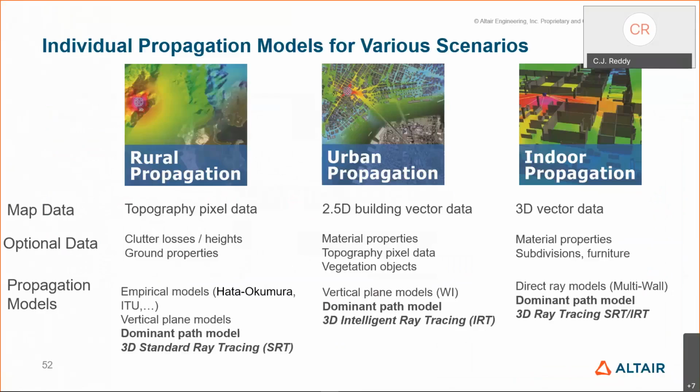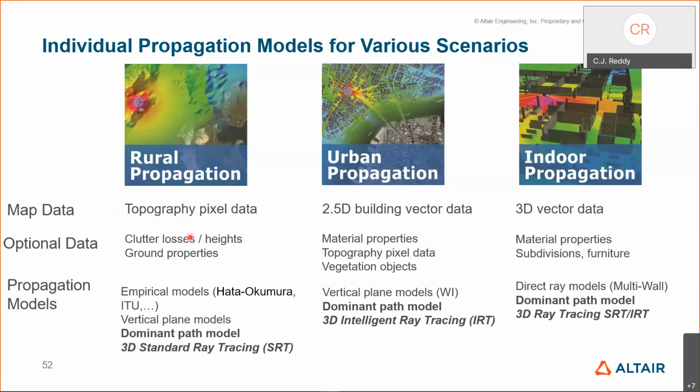So when it comes to propagation, this is also somewhat dependent on Maxwell's equations, but with very approximated equations, way beyond what we call asymptotic solutions in the previous section of the talk. So if you have to do three different scenarios here, for example, rural propagation, urban, and indoor propagation. Rural propagation, you need the topography pixel data. That's what we take.